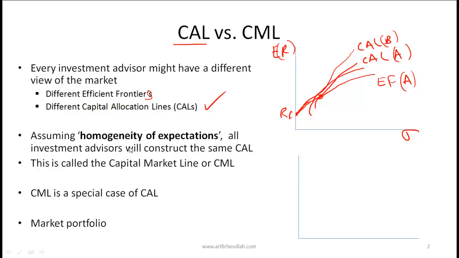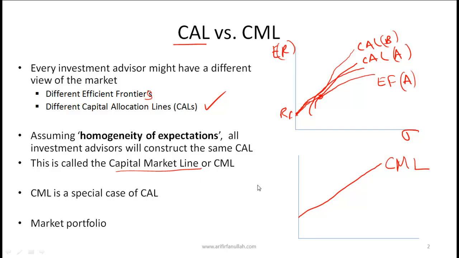Now if we assume homogeneity of expectations, this means that we are taking a leap of faith and saying that all investment advisors have the same view of the market, they have the same view of expected returns, the same view of the correlations between different assets. Then there will only be one efficient frontier and only one capital allocation line. That single capital allocation line which every investment advisor comes up with is called the capital market line, or the CML. So you need to understand this term.